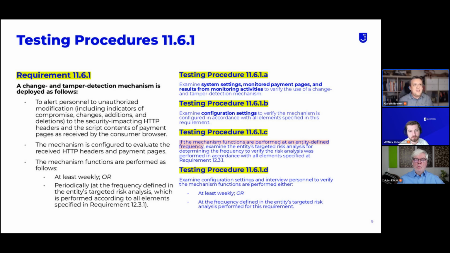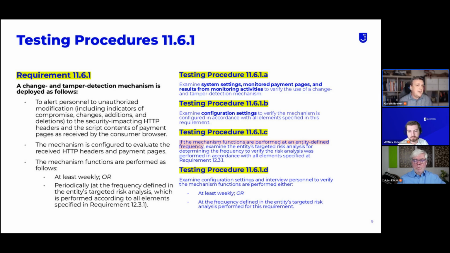For point B, it's checking that the change and tamper detection mechanism is configured as it should be. Again, everything tying together nicely. Again, you want to make sure these are defined somewhere. For point C, this only applies if your mechanism is being performed on a custom time frame. In this case, you'll be doing a targeted risk assessment or a TRA. And here the assessor is just checking to make sure that you follow the correct process for that TRA.